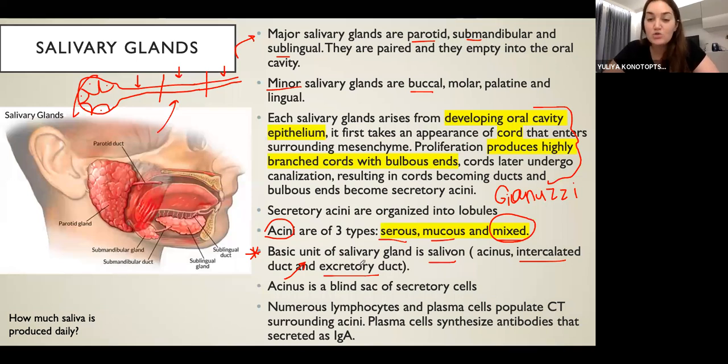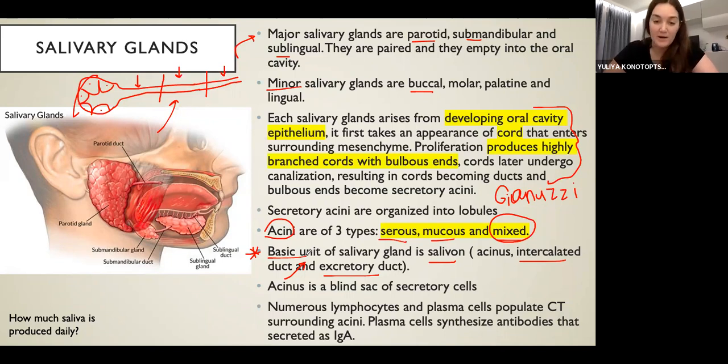Because according to the book that you have, striated duct is not part of the saliva. Why? Because not every salivary gland has it. But what is saliva? It is a basic unit. What does it mean, basic unit? It means that you have to have it. In order to be a salivary gland, you have to have the basic unit, right? But striated duct is not in all of the salivary glands. So this is why, according to the book, it's not part of it.